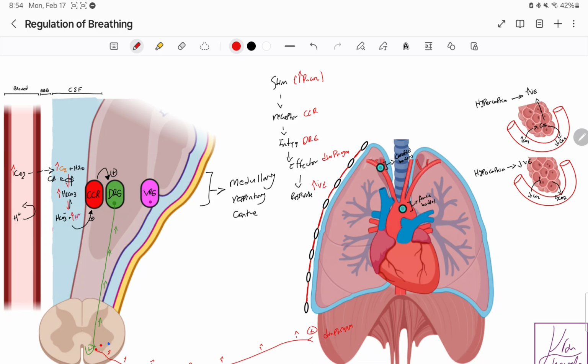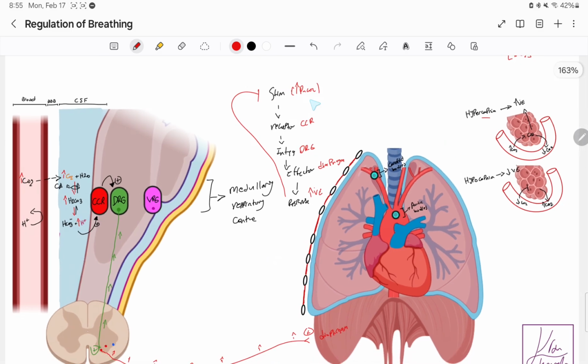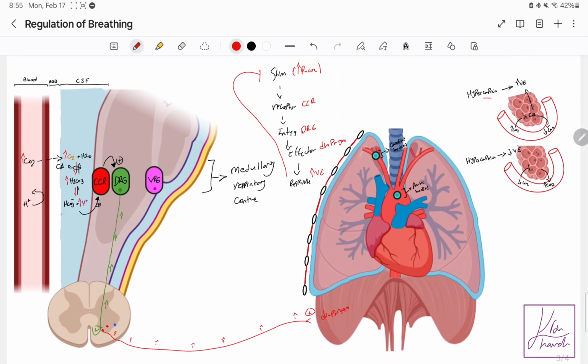Well, if you increase ventilation, guys, remember our example here? Hypercapnia, high CO2. You increase ventilation, what happens? You're breathing out a whole bunch of CO2. If you breathe out a whole bunch of CO2, guess what? Your arterial CO2 will come back to normal, which will eventually alleviate that initial response and turn off this negative feedback pathway. That's pretty darn cool.